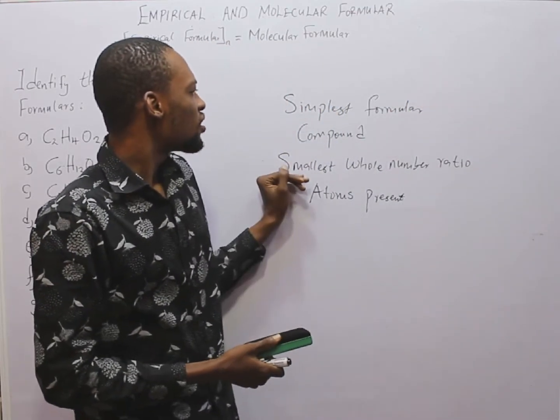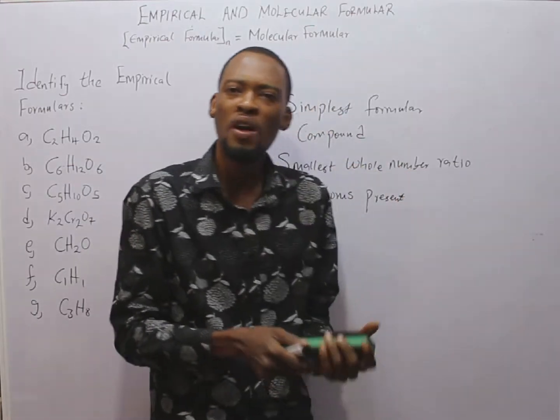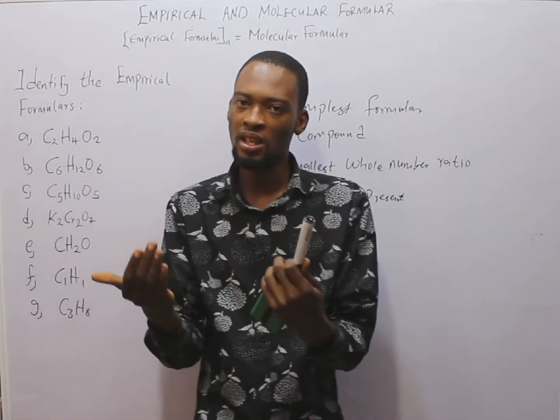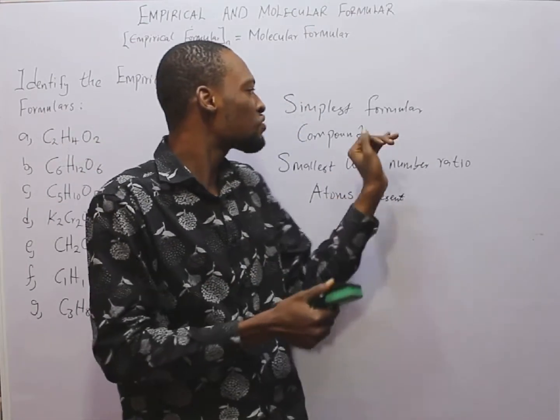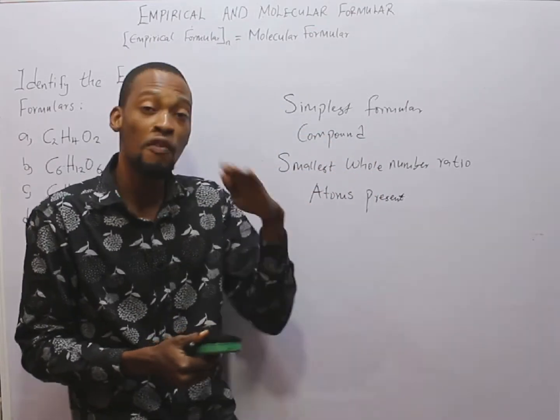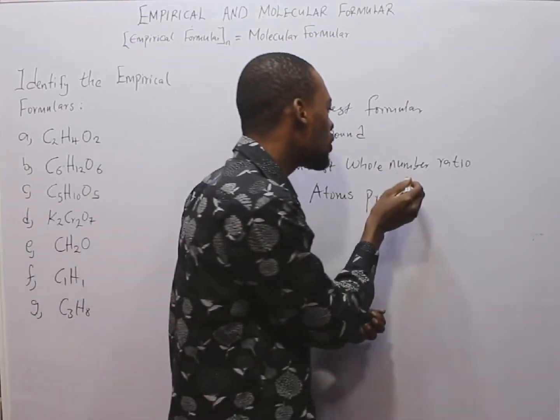Now, it shows the smallest whole number ratio. What does that mean? Smallest whole number means we don't want a decimal point. So although it is the simplest formula of a compound, it shows the ratio of atoms present, or of elements present. It should not be in fraction. It should be whole number.